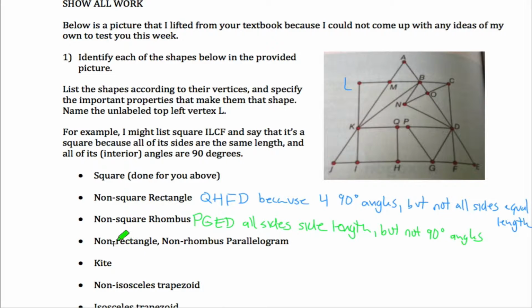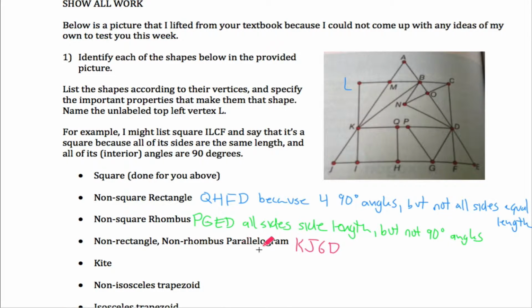Excuse me. Okay, what about a non-rectangle, non-rhombus parallelogram? Okay, so now what I'm doing is I'm looking for something that has two sets of parallel sides. However, it's not a rectangle, so it doesn't have 90-degree angles, and it's not a rhombus, so all of its sides are not the same length. I think the easiest one for me to see is J, or maybe KJGD?